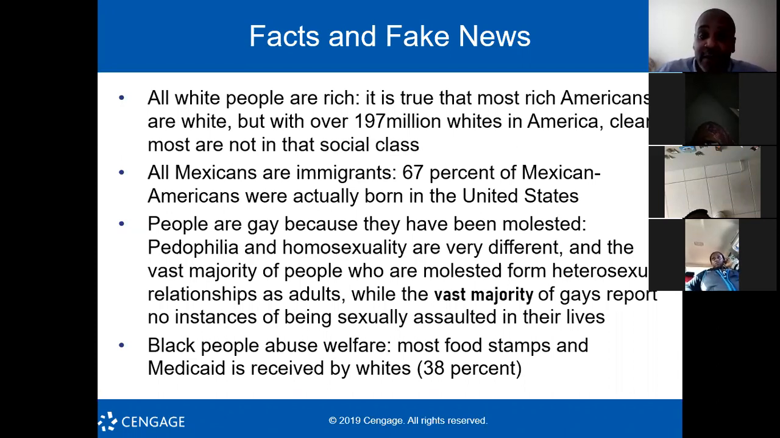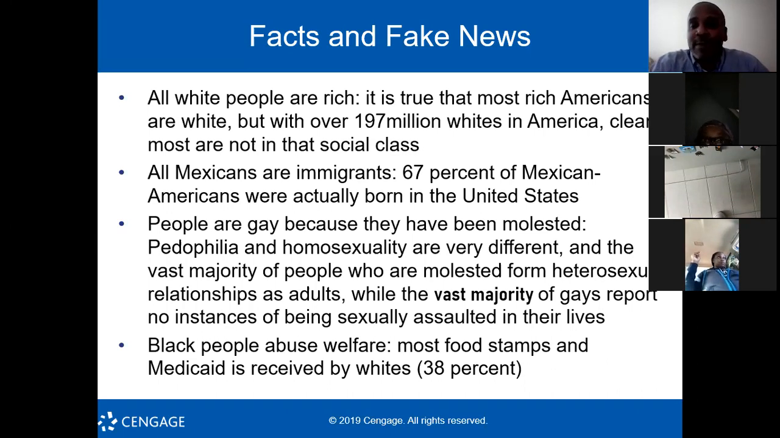Black people abuse welfare. As I told you before, Janiyah, most food stamps and Medicaid is actually received by white people. Now, the people that vote for Trump and people that were opposing Obamacare believe in their minds that most people who abuse welfare are Black. A lot of Black people believe this. It's not the reality. Do your own research, but it's not.